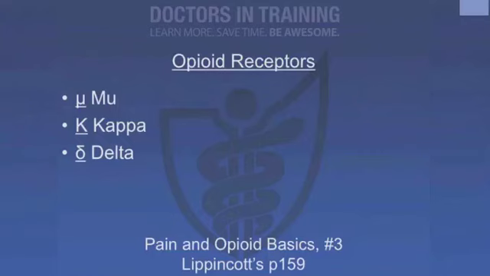So to further understand pain, to further understand how these medications work, we're going to talk about opioid receptors. Now there are 3 major receptor families. There's mu, there's kappa, and there's delta. There are also 3 major endogenous opioid peptides. These are natural entities in the body that activate these opioid receptors. So we do have some ability endogenously to decrease pain in our bodies.